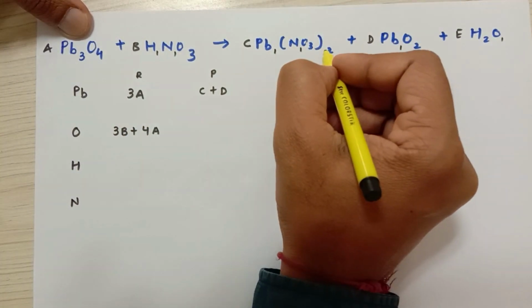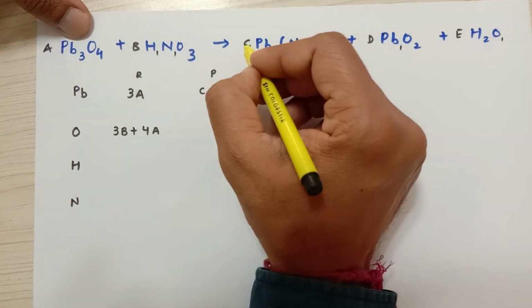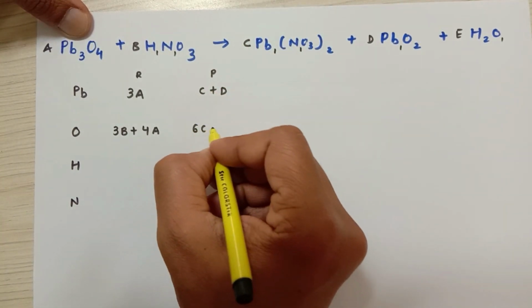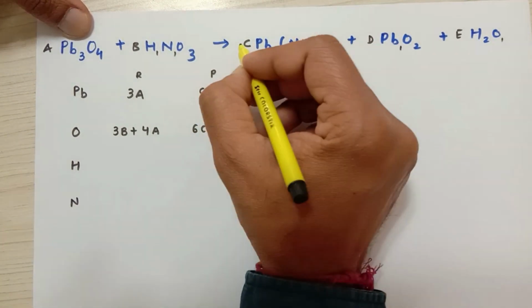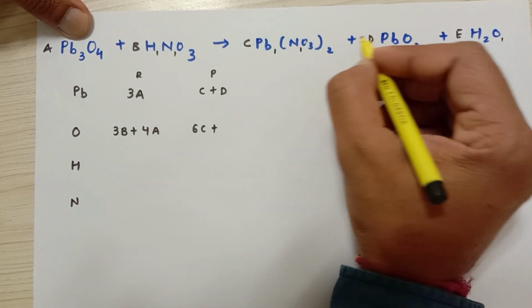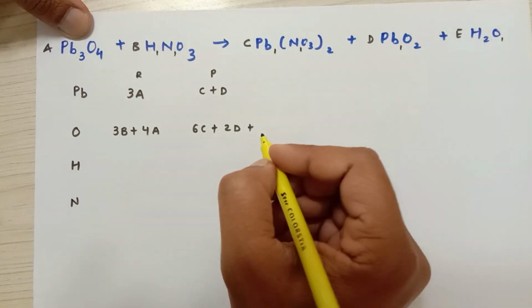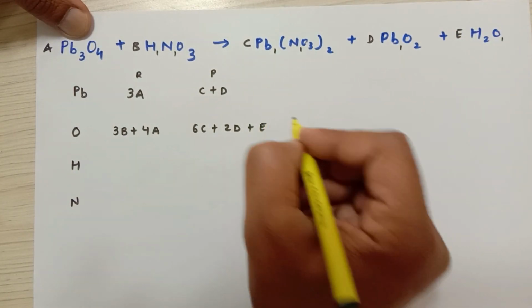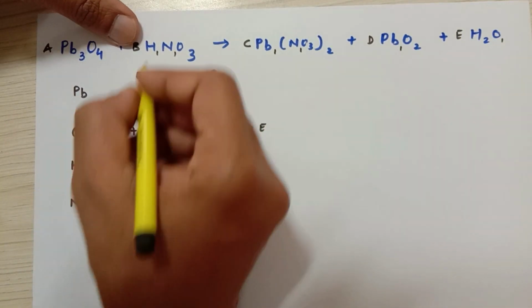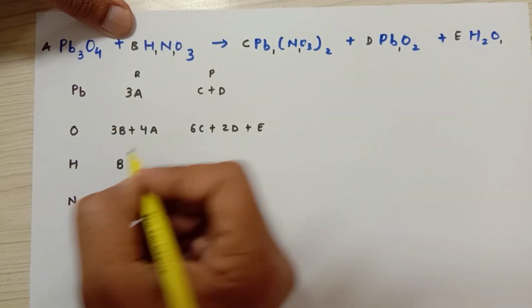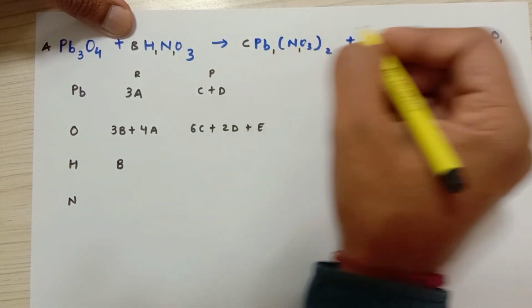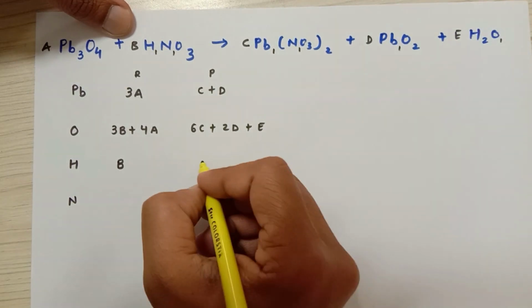On this side, oxygen is 3 2s are 6, 6C. And then twice of D plus E into 1, so that is E. Correct. Then hydrogen, we have 1 into B, that is B. Here we don't have hydrogen, so it is 2E.